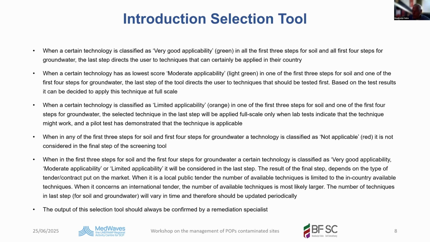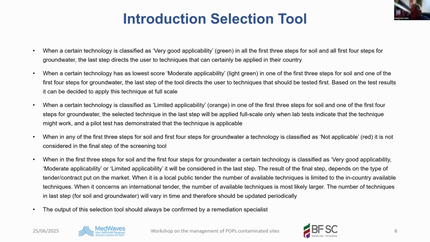Okay, when a certain technology has the lowest score, moderately applicable, so light green in one of the first 3 steps for soil. So the first step can be green, the second step can be green, but the third step is light green. Then in one of the first steps is light green. The last step of the tool directs the user to techniques that should be tested first. And based on the test result, it can be decided to apply this technique full scale. So if in one of these steps you have light green, you test it and see if it's large scale applicable.